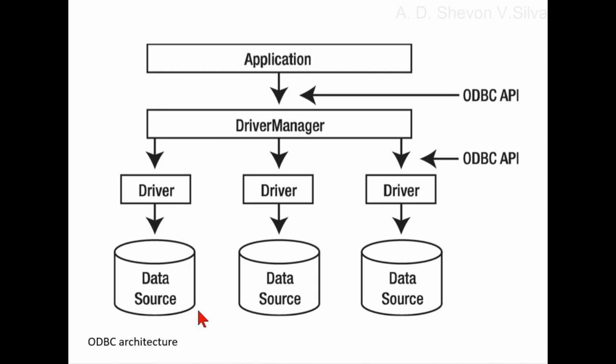Data source consists of the data the user wants to access and its associated operating system, DBMS, and network platform, if any, used to access the DBMS. This figure shows an ODBC architecture and the relationship between those 4 components.